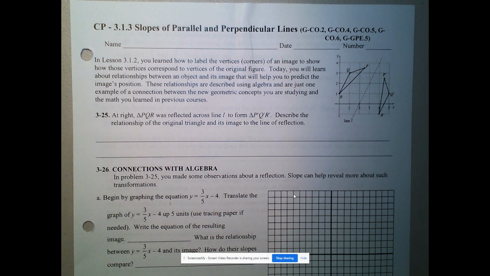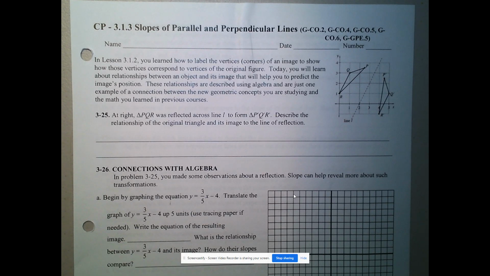Hey everybody, we are on to 3.13, slopes of parallel and perpendicular lines. And you guys are going to love this because it is very different than what we did in 3.11 and 3.12. This is sort of a throwback to units 1 and 2, talking about slope-intercept form. So many of you are going to be like, yes, all right, here we go. As much as you can feel that way about a math lesson.